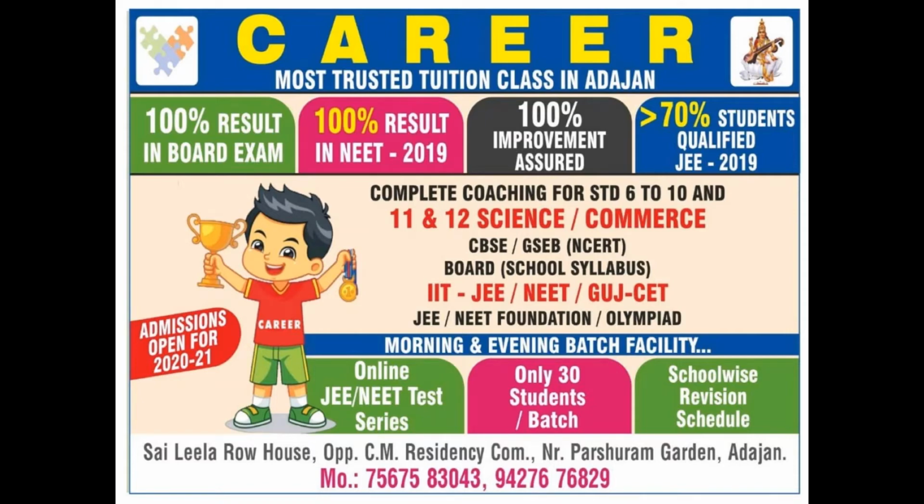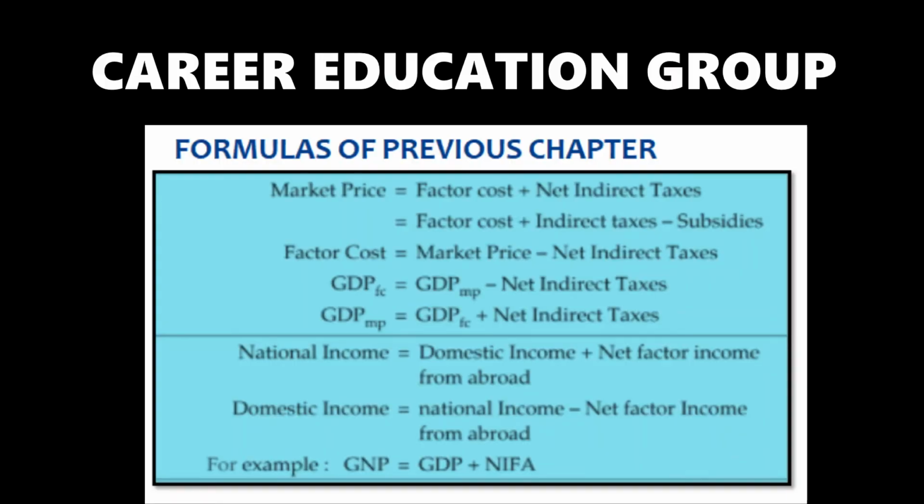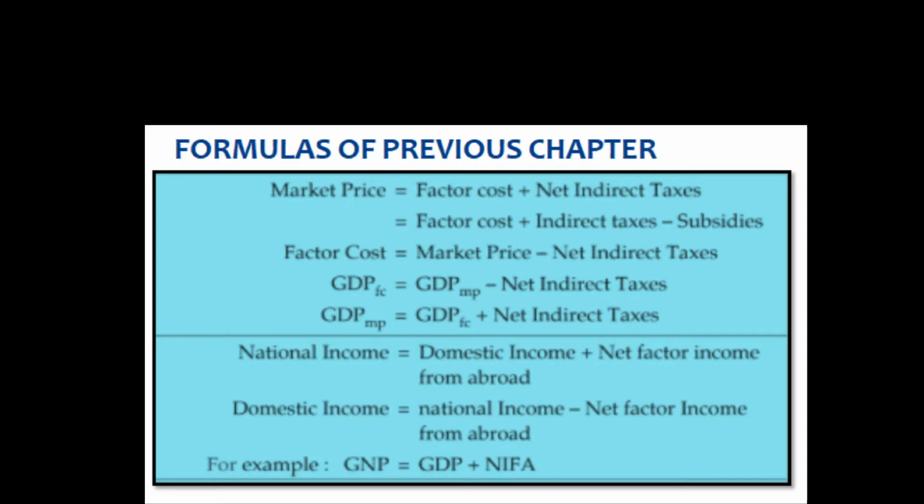Welcome friends. Today we are going to revise the previous chapter in which we had learned various formulas for finding GDP at FC, GDP at MP, NNP, NDP, etc. The basic formula is market price equal to factor cost plus NEIT. It can also be found like this: factor cost plus indirect taxes minus subsidies.